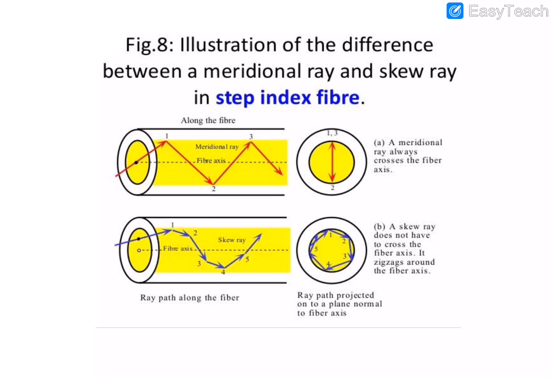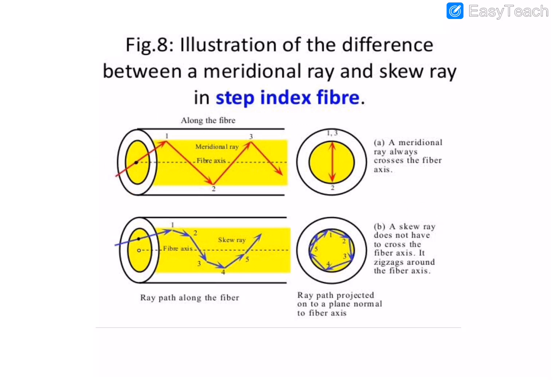Now for step index fiber and for graded index fiber, both have two types of light propagation. One is called the meridional propagation, another is called the skew propagation. So this is the meridional propagation.